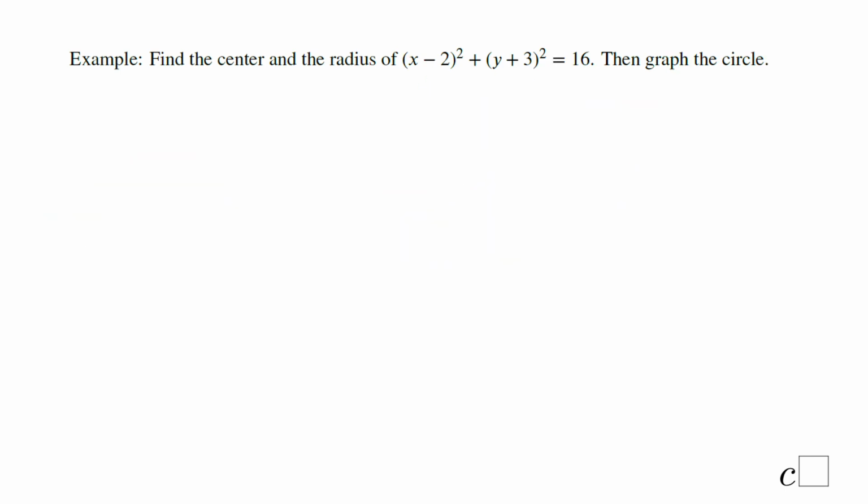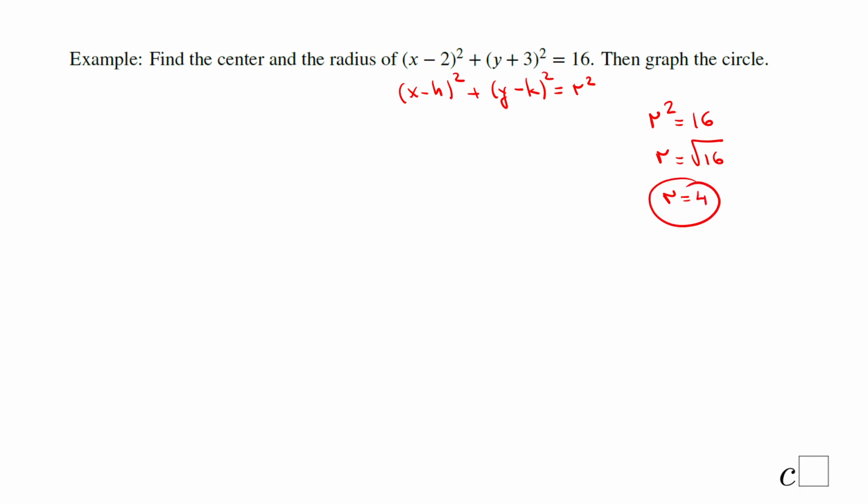Very similar to this problem, I'm going to do a very similar approach. I'm going to write the equation: (x minus h) squared plus (y minus k) squared equals r squared. I'm going to start with the radius because I think it's the easiest one. Again, radius squared has to be 16, and that means the radius is the square root of 16, which is nothing other than 4. This is the radius of this circle.